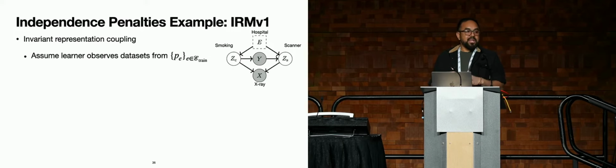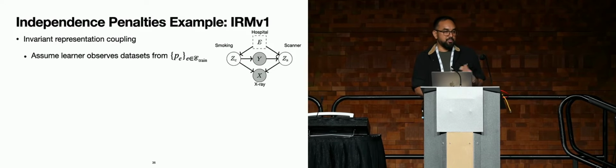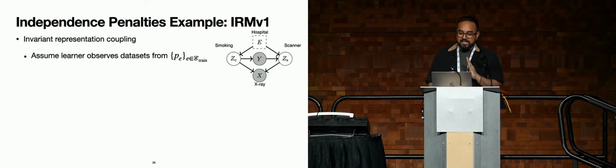So the coupling now changes. We are now in the invariant representation coupling. You have two unobserved features. One is the causal feature, which is smoking. Your label is lung cancer here. And you have a spurious feature that is the chest X-ray scanner. Because different hospitals use different chest X-ray scanners for people with lung cancer or not, the scanner type acts as a spurious feature. The feature ZS, which is unobserved, is correlated differently with the label depending on which hospital you're in.